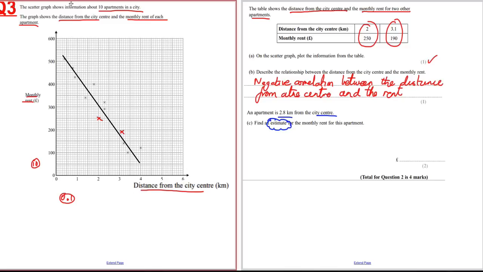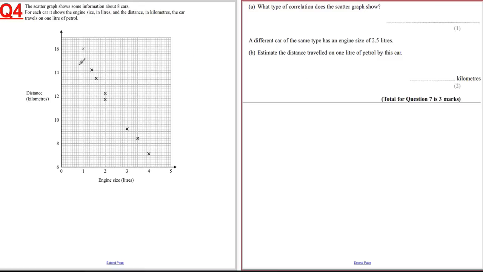So 2.8 kilometres from the city centre. So we go along this axis, 2.8. And we must draw our lines on. So there's 2. Each one's going up in 0.1. So we go to 2.8. And we read across. And it looks like £200 is our monthly rent. So we would state £200. Okay? Question 4, next one. If you haven't tried it already, pause now and try. I'll go through in 5 seconds.